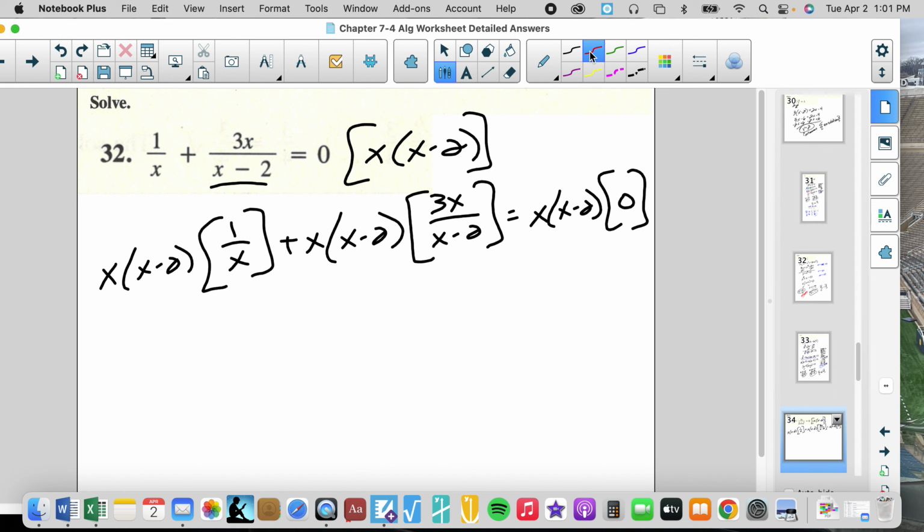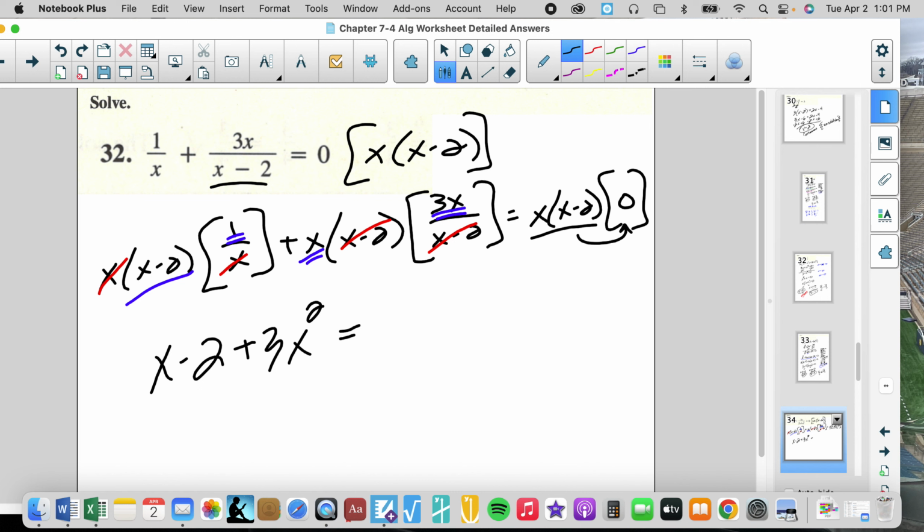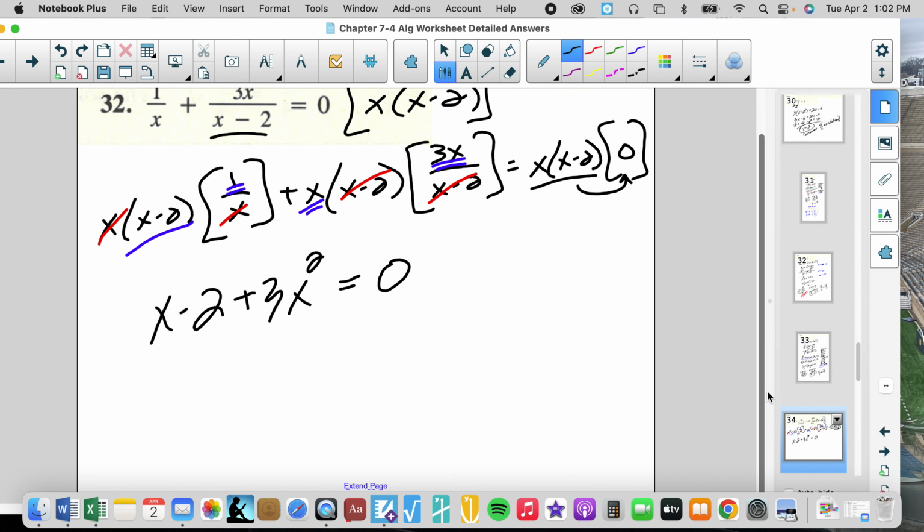And we're going to multiply. That x is going to cancel out, and that leaves me with x minus 2 times 1, which is just x minus 2. My x minus 2 cancels, which leaves me with x times 3x, which is 3x squared equals, and no matter what I multiply, this times this is always going to equal 0. So I'm left with, I'm going to put in standard form.